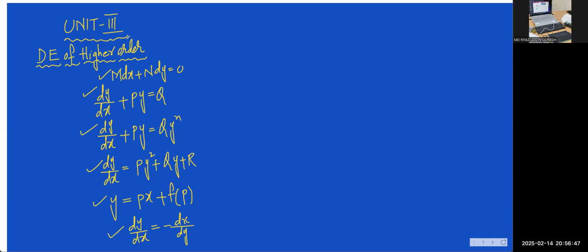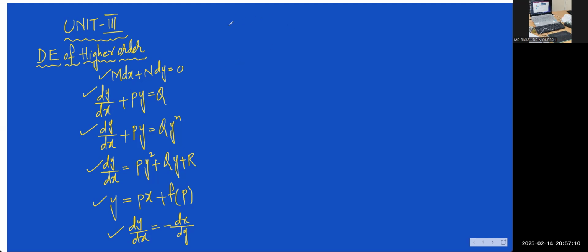But now, for unit number 3, we are going to have a differential equation of higher order, means it may be d square y by dx square, it may be d cube y by dx cube, it may be d power 4 y by dx power 4, means higher order. We have to talk about the solution of higher order differential equation.